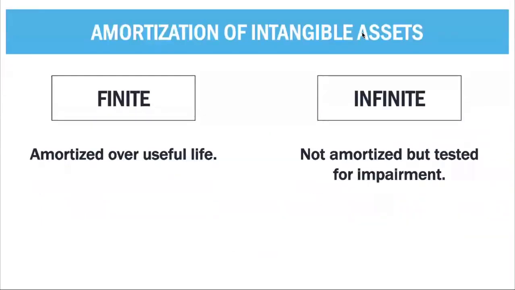How do we amortize your intangible assets? We amortize finite over its useful life. If it's infinite, it is only tested for impairment. So when we say finite, there is an end over its useful life. So the cost over the useful life. If infinite, it is only tested for impairment.